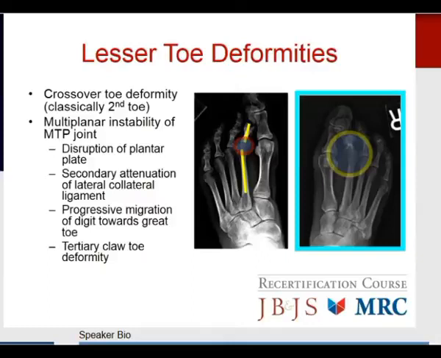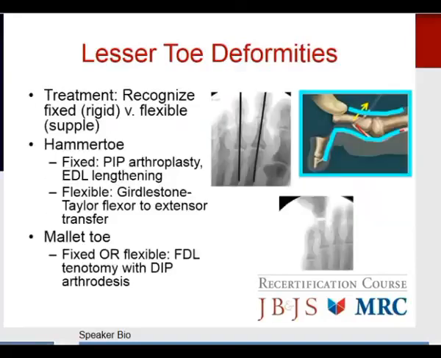It eventually migrates to the weakened collateral ligaments of the digit. If those ligaments start to attenuate, then the second toe starts to drift over the great toe, and that is subsequently then called a crossover toe deformity. Very different as a part of this process. They may have a tertiary claw toe as a part of it as well, but recognize that that deformity creates a secondary problem you have to address.